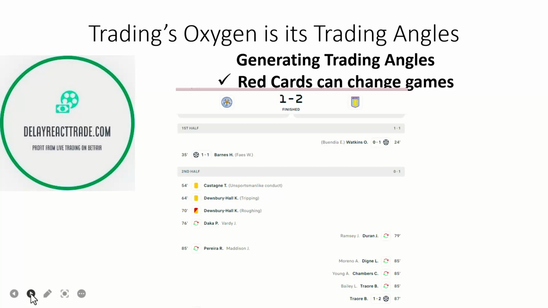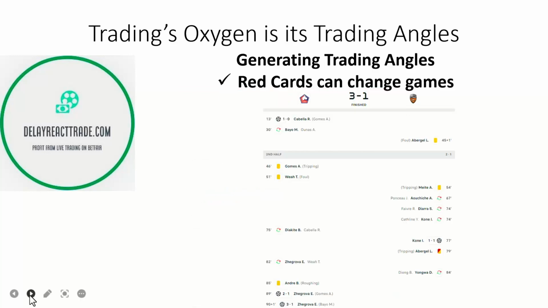Red cards change games. It's 1-1 at half time. 70th minute, Dewsbury Hall gets red carded. Now at DelayReactTrade.com, I'll take you through a checklist of what to look at. We don't get involved in every red carded match, but on this occasion, Traore pops up with a winner in the 87th minute, taking advantage of the extra man.